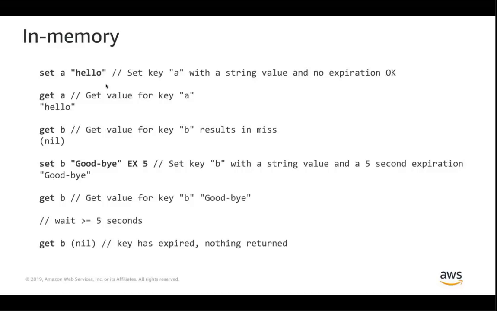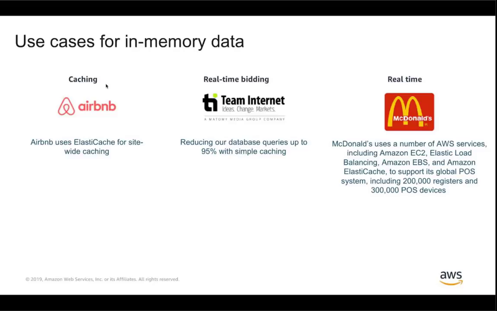Use cases, pretty much the whole world runs on caching. If you think about your phone and your web browser and your local desktop or laptop, you're caching content everywhere. And if the world wasn't using caching, it would be a very slow place. So Airbnb is using ElastiCache for site-wide caching.